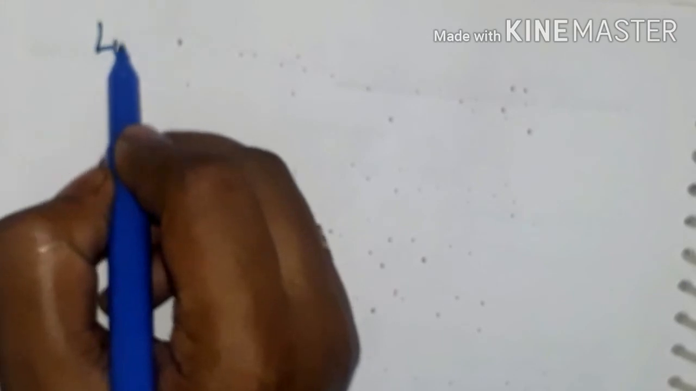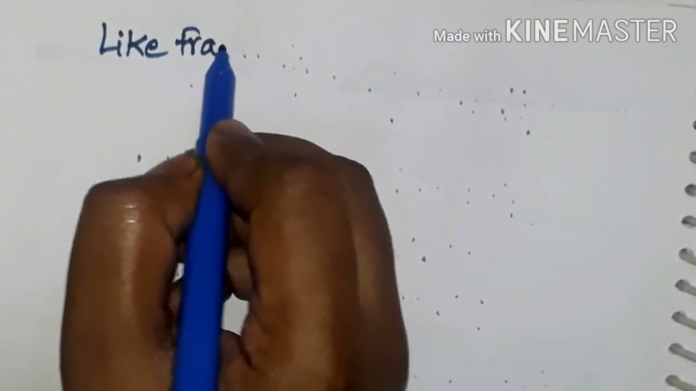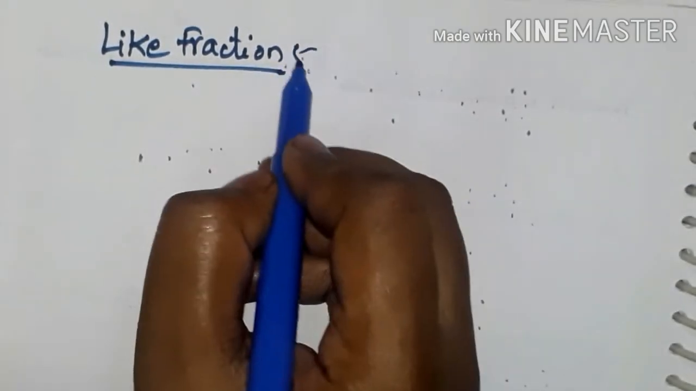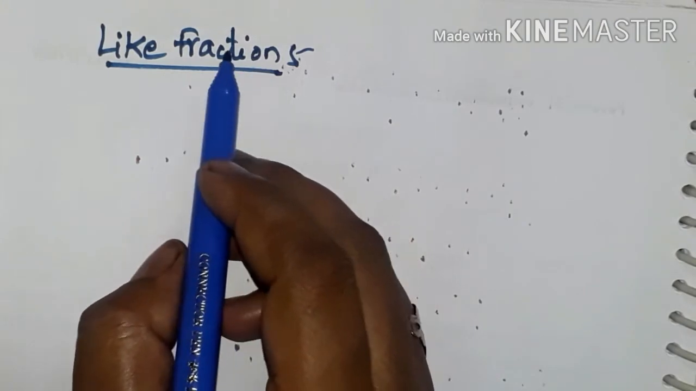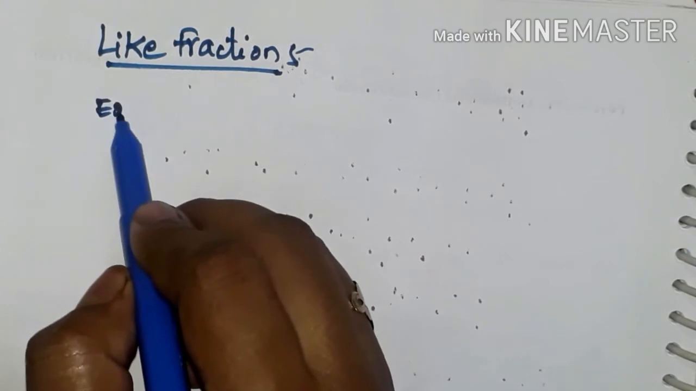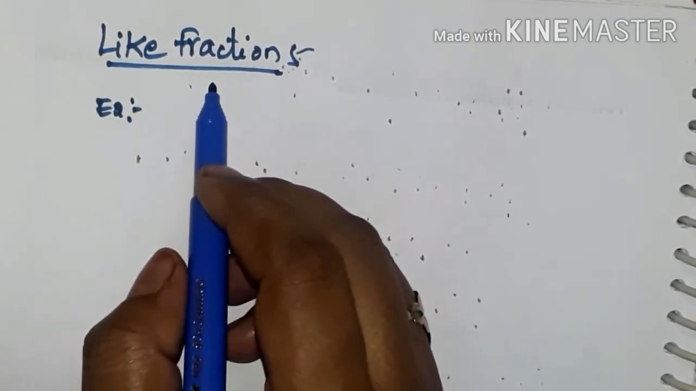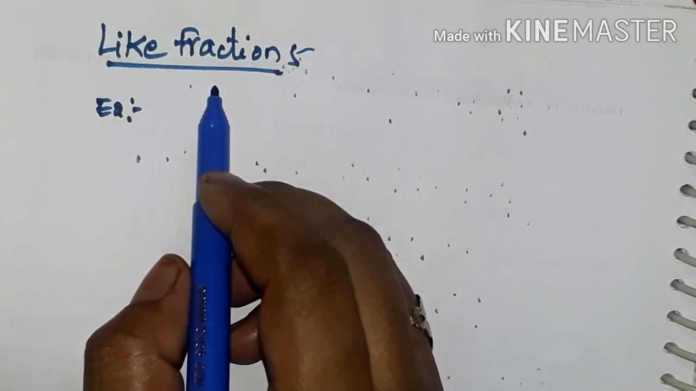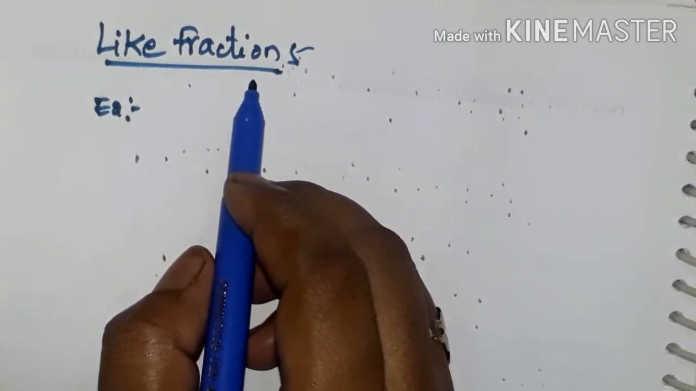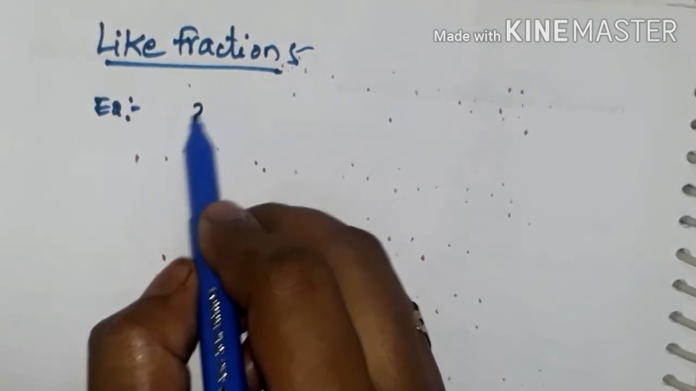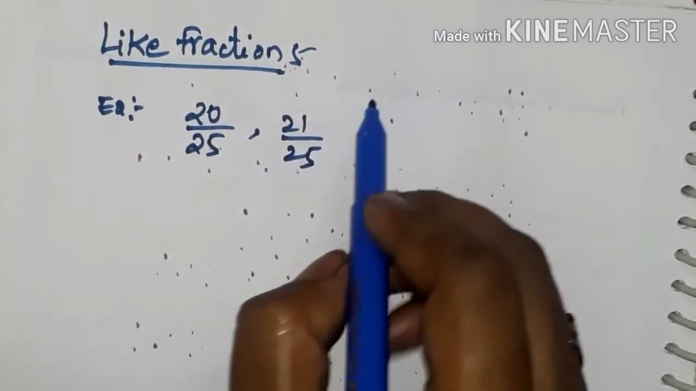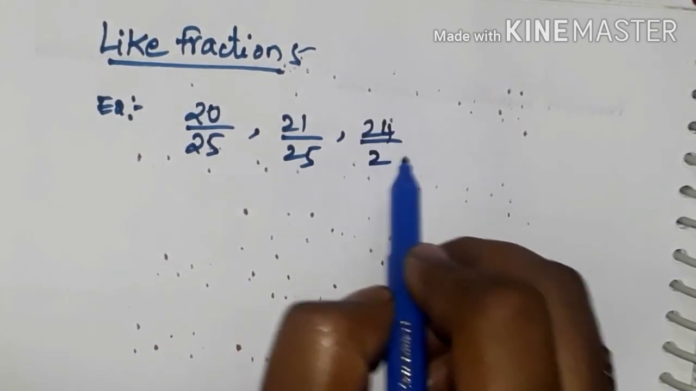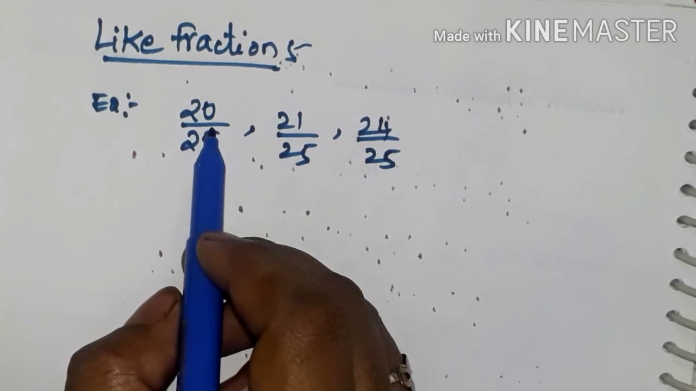Now, like fractions. Like fractions are the fractions whose denominators are the same in all fractions. Suppose in your classroom, Sapna got 20 marks out of 25 and Ravi got 21 out of 25 and Raju got 24 out of 25. Then we will write 20 by 25, and 21 by 25 for Ravi, and for Raju 24 by 25. In all these fractions, denominators are the same.